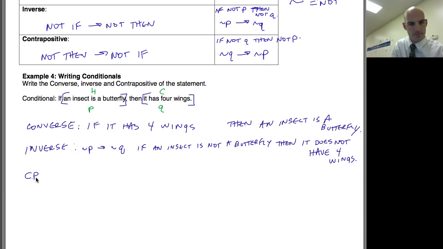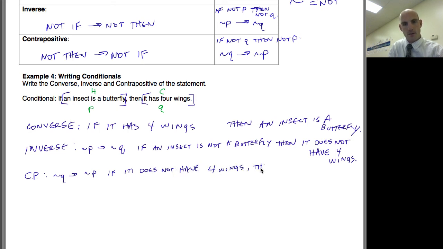Contrapositive. I'm going to abbreviate it CP. We negate both clauses and we switch them. So, remember, not Q, then not P. So, if it does not have 4 wings, then an insect is not a butterfly.